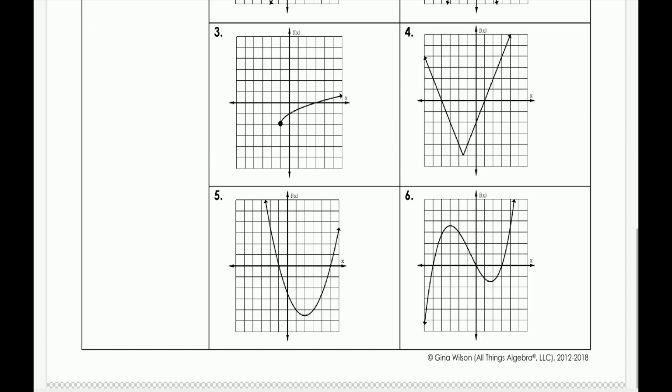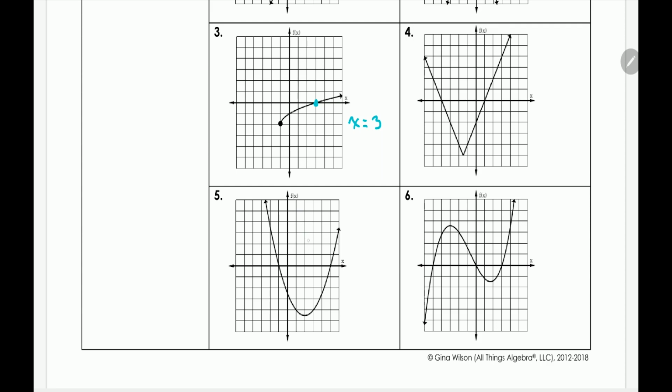Let's go to number 3. Number 3, this graph does look a little bit weird, but we're looking for the point at which it crosses the x-axis. That point would be right here. So when x is equal to, looks like, 1, 2, 3, y is 0. So in other words, f of x is 0.